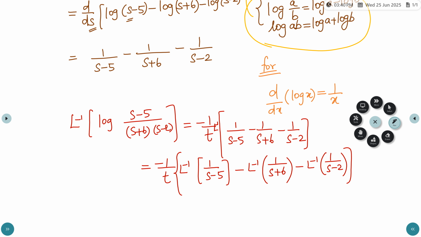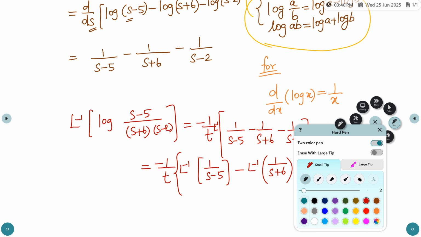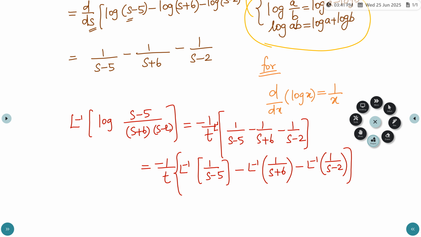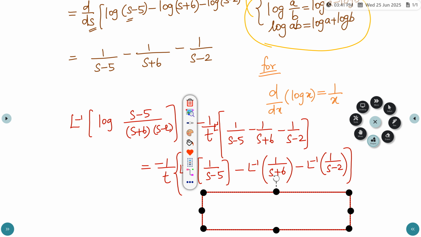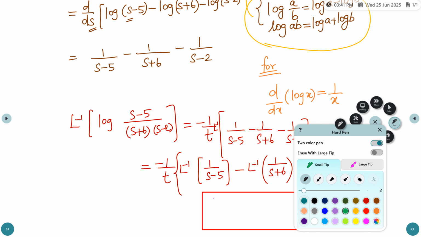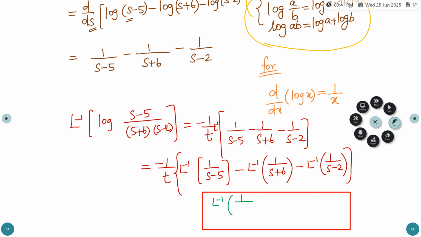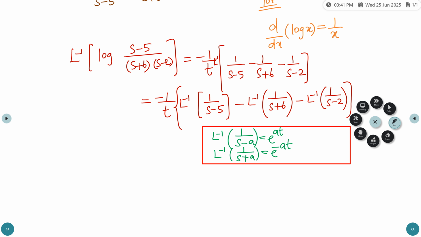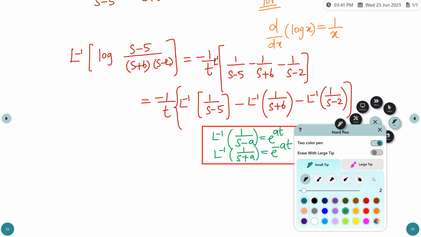Then what is our formula for L inverse of 1 by s minus a? Let us write the formula here. L inverse of 1 by s minus a in general is e power at. Similarly, L inverse of 1 by s plus a is equal to e power minus at. With the help of these two formulas, at last we write the final answer for the given sum.